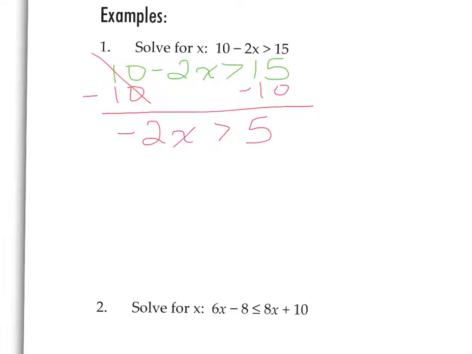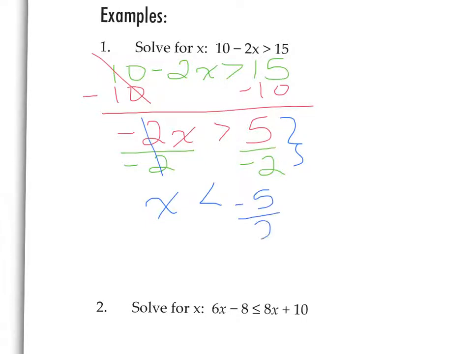And then to isolate this x, divide by negative 2. This is what I'm talking about. Here you divided by a negative, so you have to flip this. This is not greater than anymore. It's less than. These reduce to make x, and of course this over here, you don't need to change it to mixed. As long as it's reduced, you're fine. So x is less than negative 5/2.